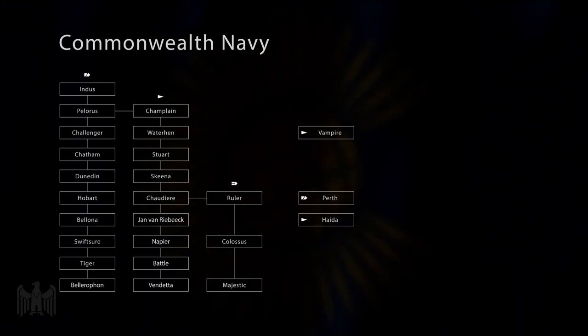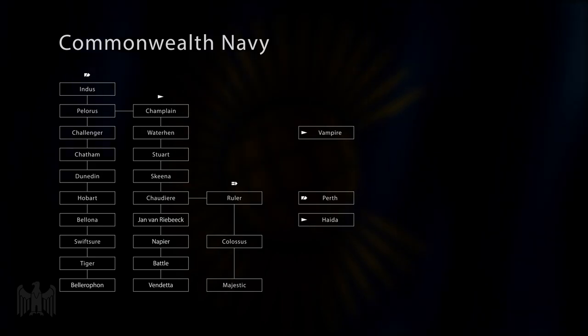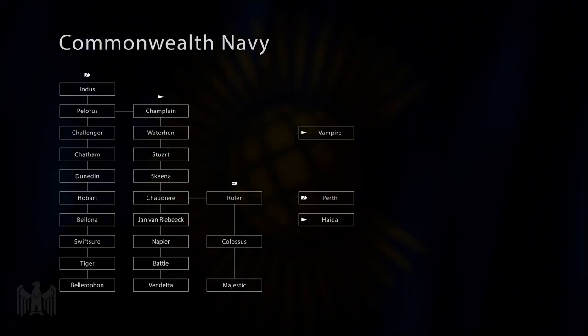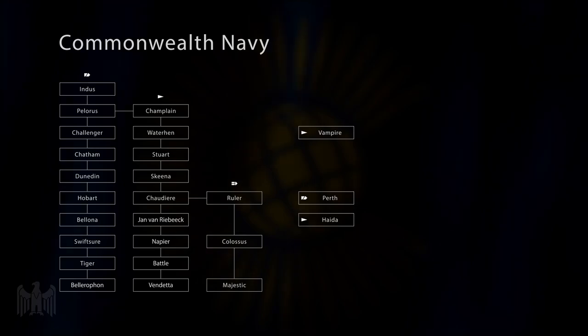Overall, Commonwealth aircraft carriers should lean into their smaller size and smaller number of planes, but have a little bit of extra utility with their ASW capabilities and plane speed.